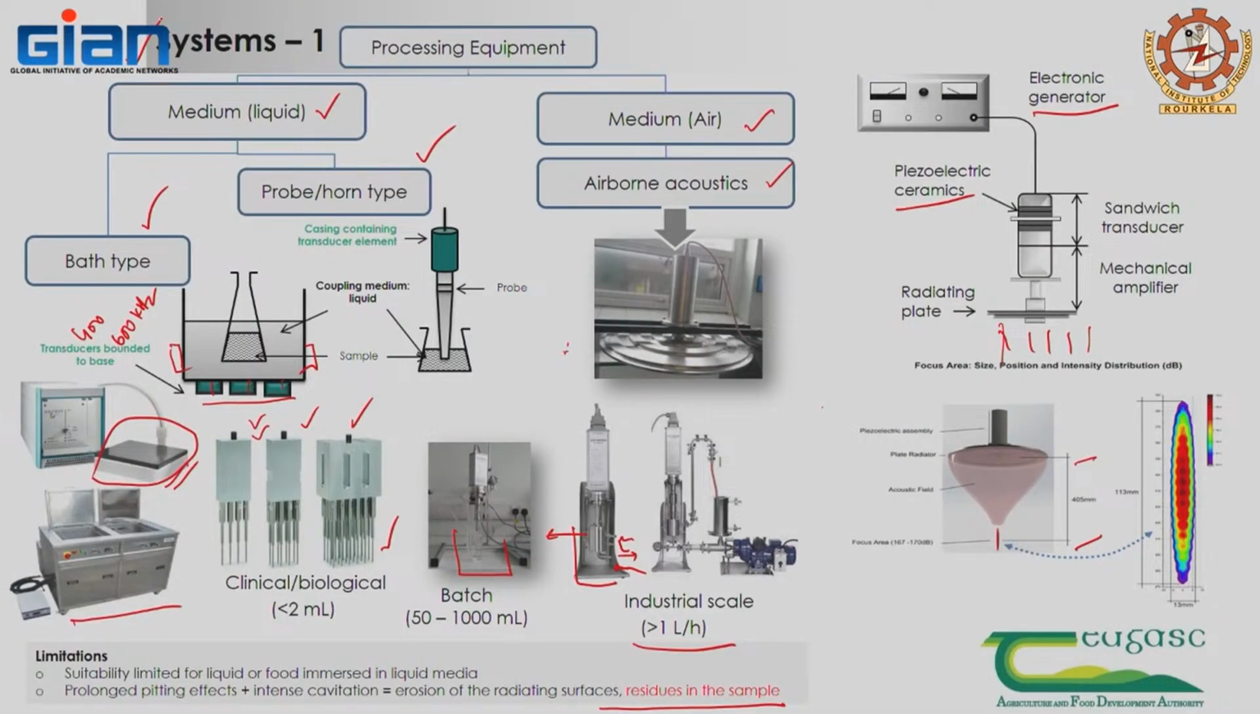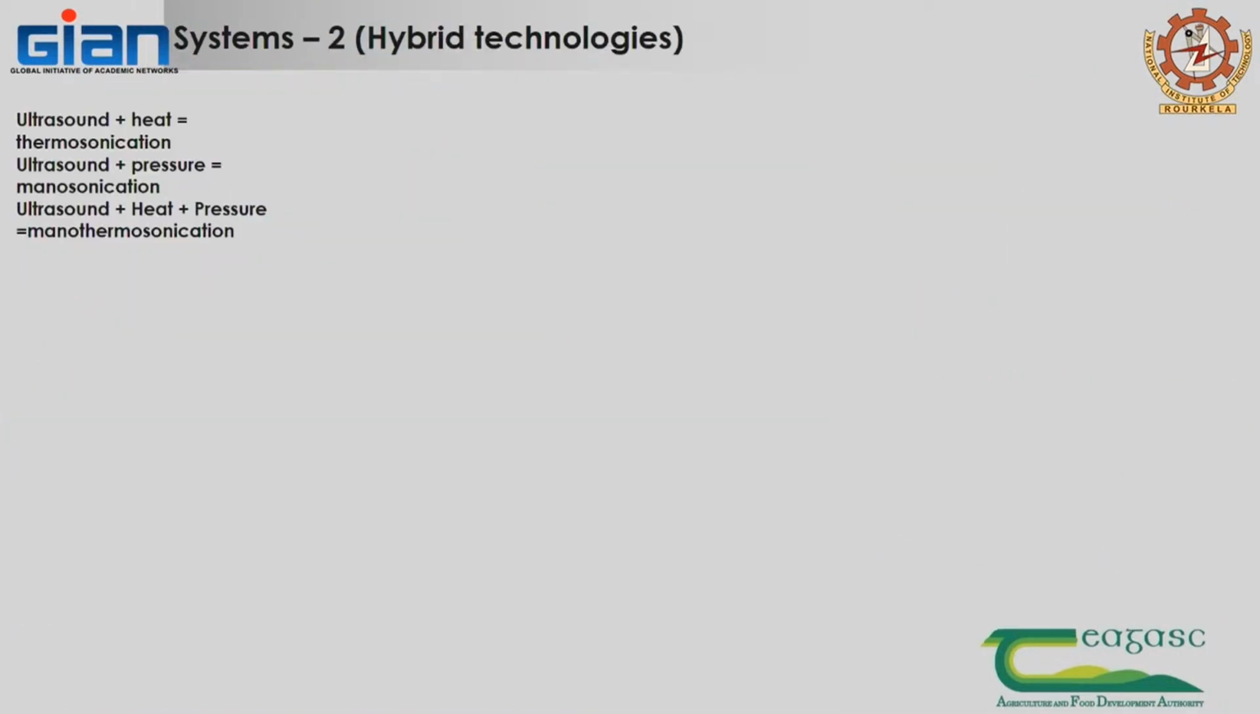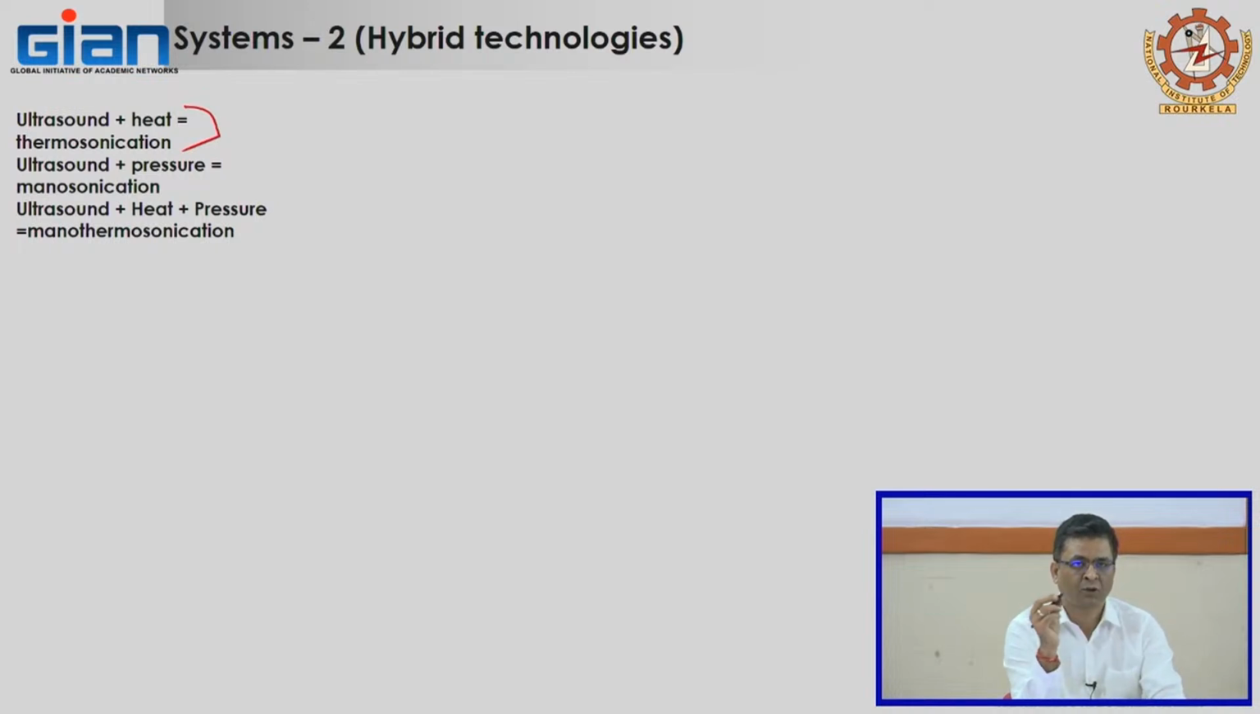This is one system configuration based only on ultrasonics. Second, now you will be happy, ultrasound plus heat. You are working on thermosonication, right? So what are you doing? Sir, giving moderate temperature with ultrasound. Moderate temperature. Yes, sir. 40 kilohertz of frequency, and the temperature is about 50 to 60.